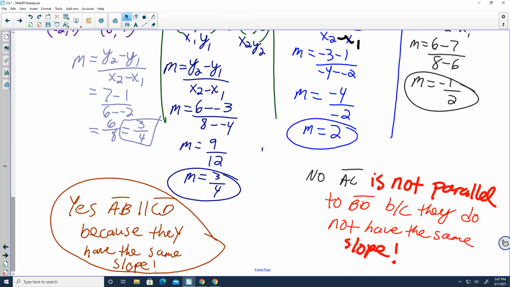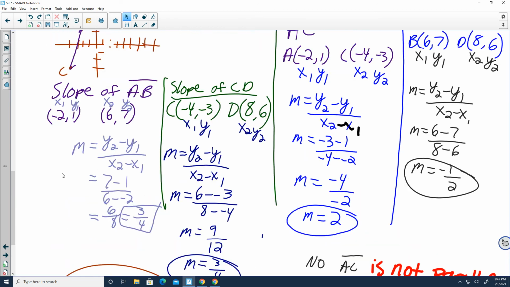Okay, so if you find two slopes and they're the same, that means that the lines are parallel, okay? So ladies and gentlemen, that's objective 5.6.